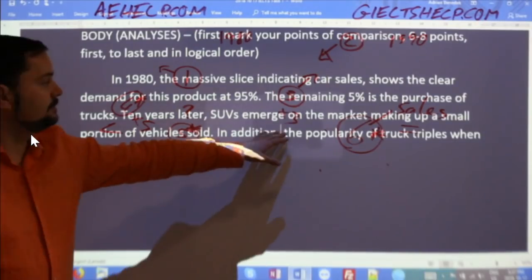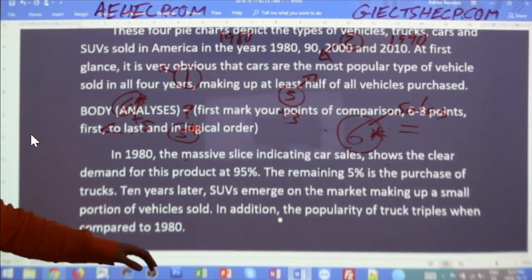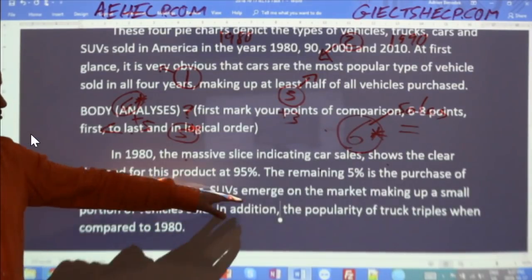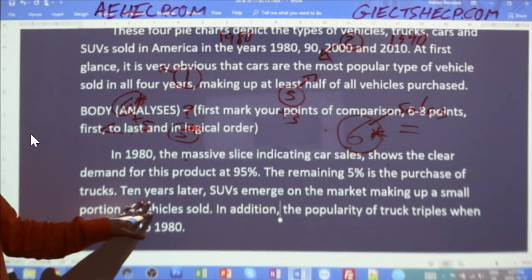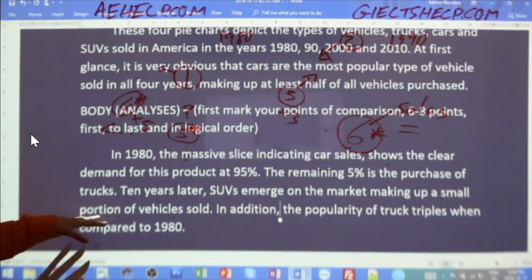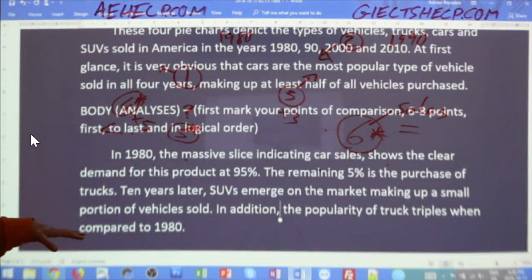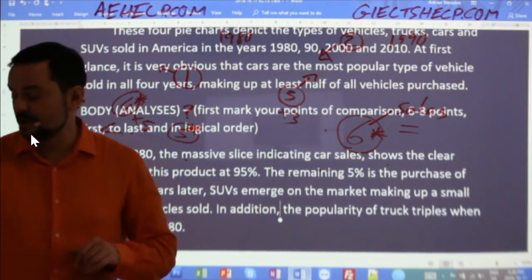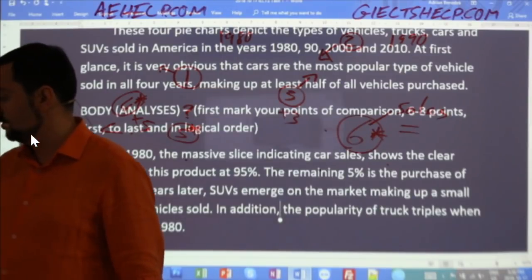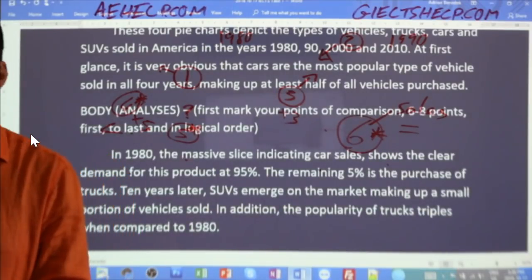In addition, let me bring that down a bit so you can see it. So 10 years later, SUVs emerge on the market. You could say a decade later. A decade is 10 years. SUVs emerge on the market, making up a small portion of vehicles sold. In addition, the popularity of trucks triples when compared to 1980. Let's see how you worded your sentences for those two points.